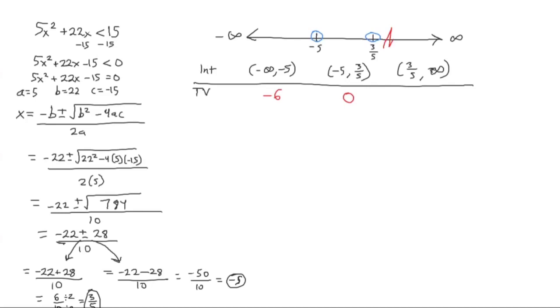3/5 is less than 1. So for the far right side, we can just pick 1. That's a good number to use as well.